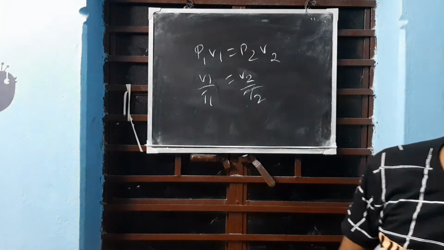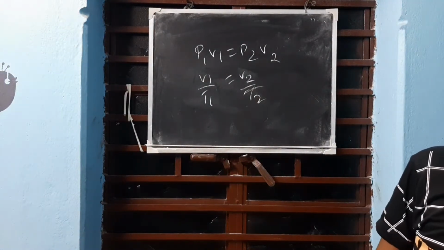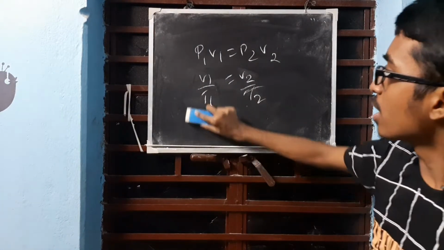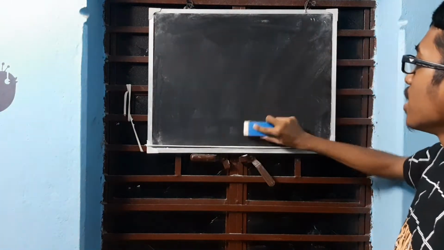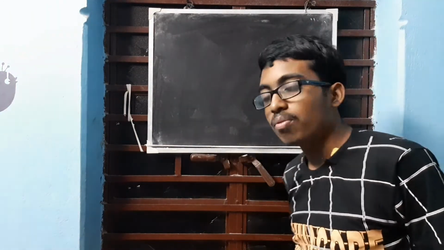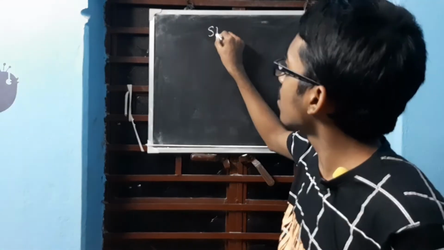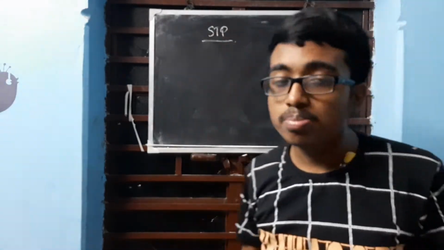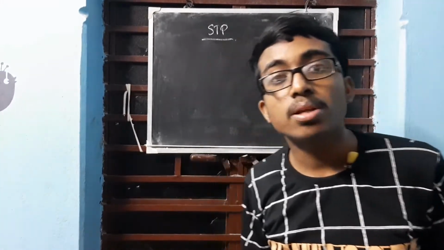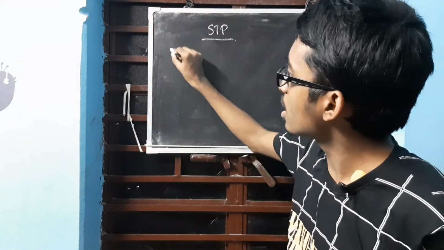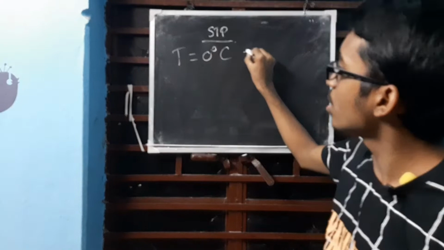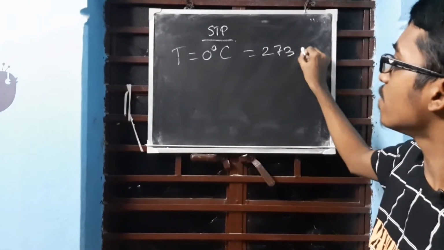What we are going to learn in this class is the next law, that is Gay-Lussac's law of combining volumes. Before we go to Gay-Lussac's law, we have to know what is meant by STP. STP means standard temperature and pressure. So what is the standard temperature that we will take? 0 degrees Celsius, which is equal to 273 Kelvin, right?